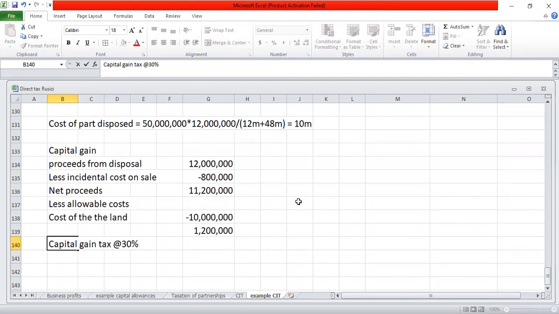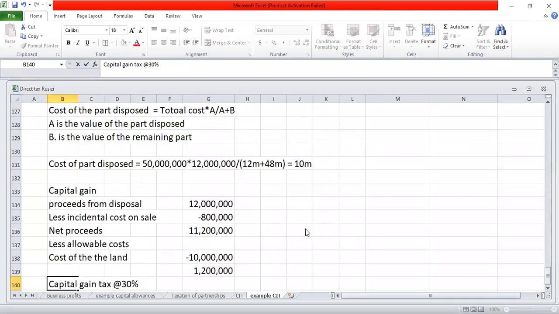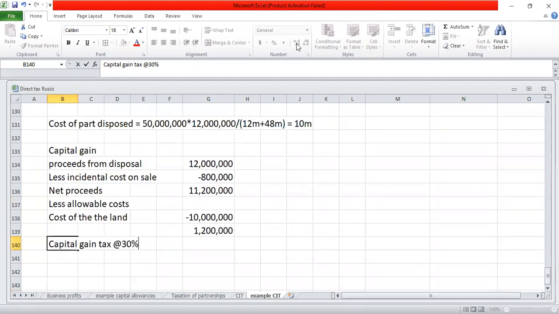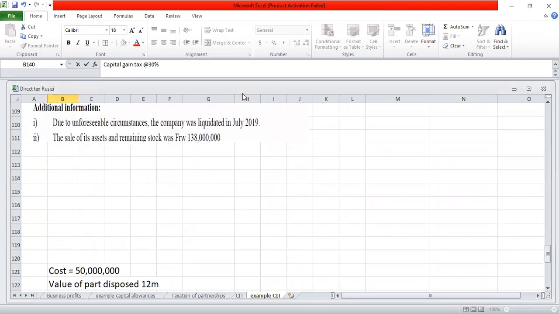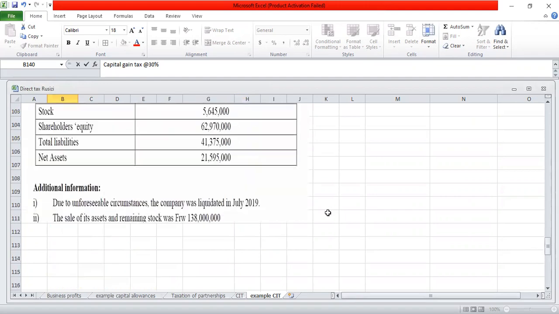I think I've answered your question on how to compute this. What is important here is to know how to compute the cost of the part disposed, and then you can be able to compute the other parts. This was a by the way question someone has asked. It's not part of this question that we are trying to attempt.